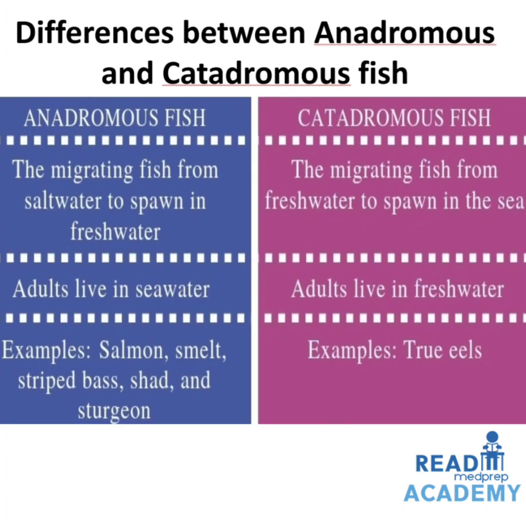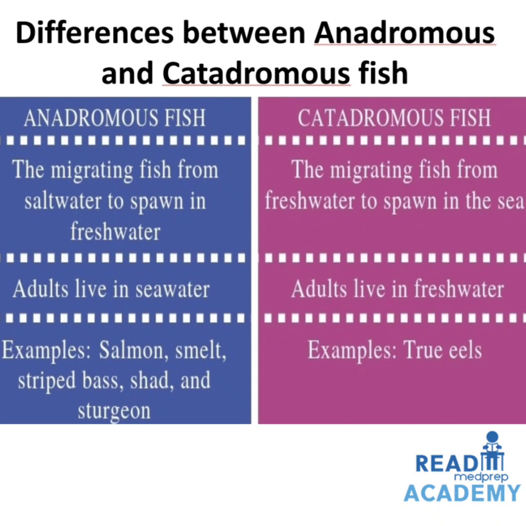What are the differences between anadromous and catadromous fish? Anadromous fish migrate from salt water to spawn in fresh water, whereas catadromous fish migrate from fresh water to spawn in the sea. Anadromous fish adults live in seawater, whereas catadromous fish adults live in fresh water.